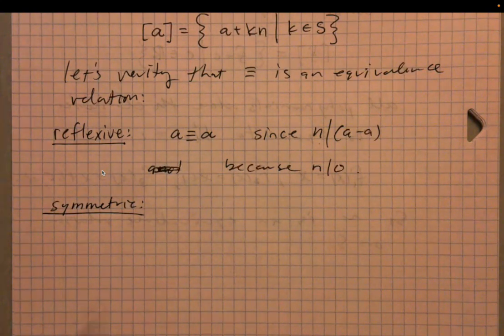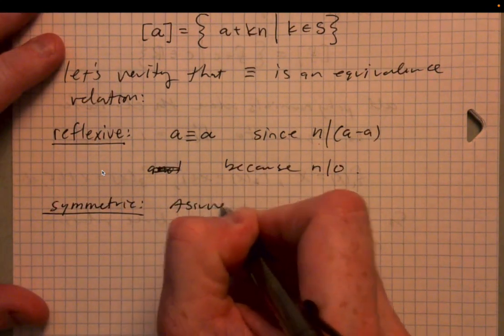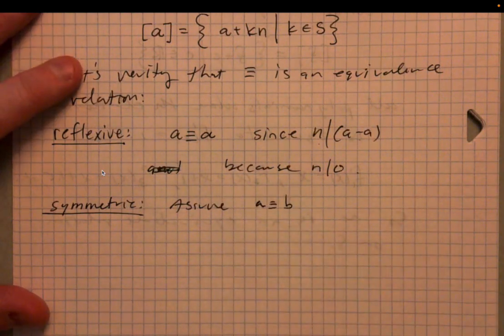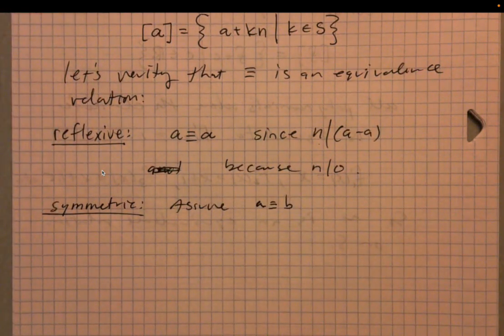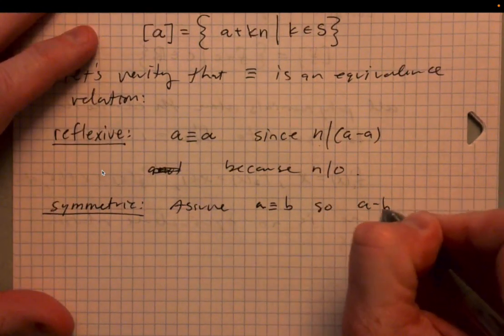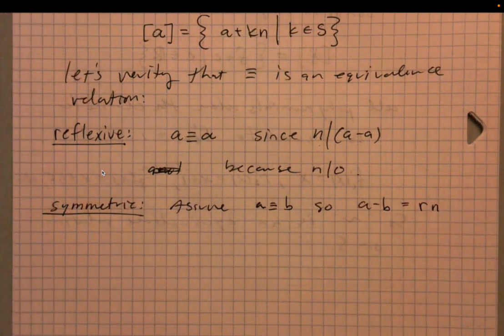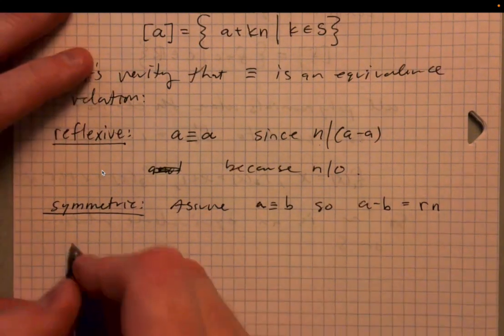Well, let's assume that A is equivalent to B. Then A minus B is equal to some r times n, right? Because A being equivalent to B means that n divides A minus B, so just using the division algorithm, there exists some integer r such that A minus B is equal to r times n. Okay, and so we're going to do some algebra on this.